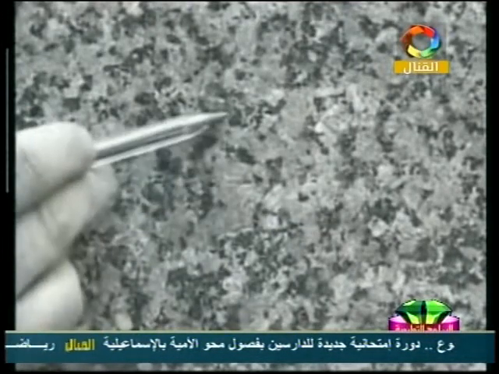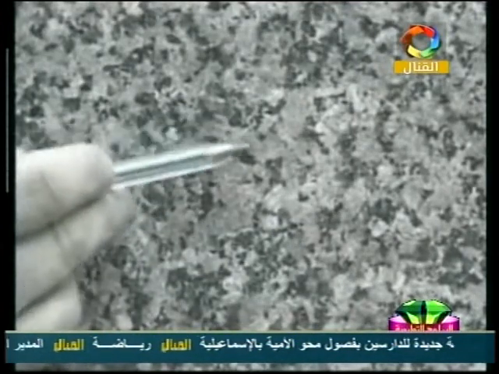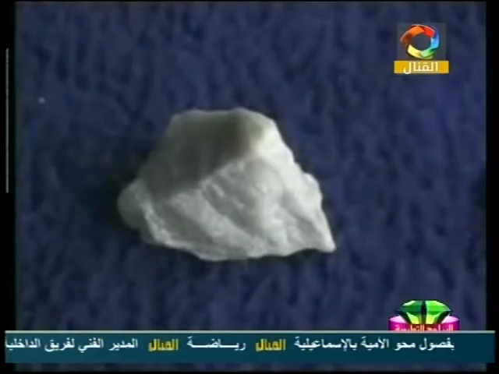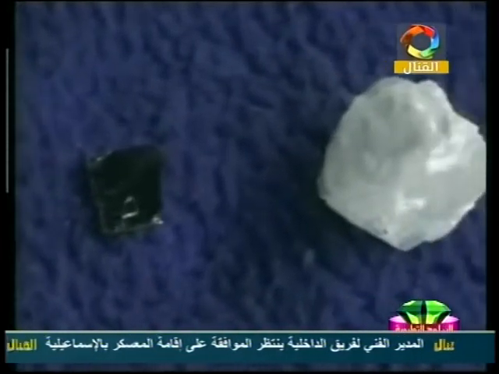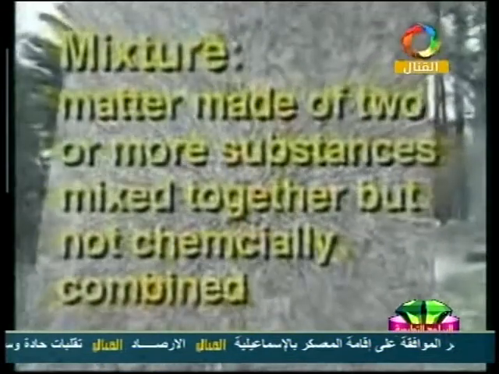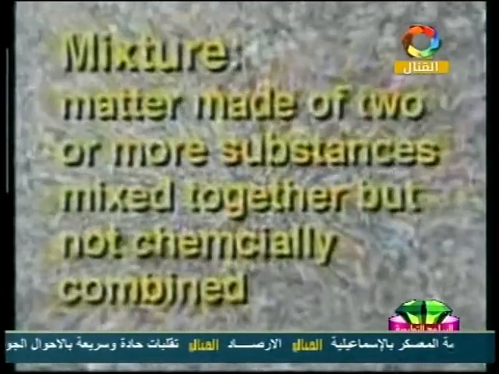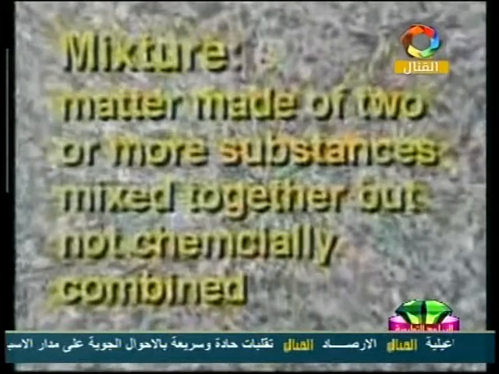The mixture has different particles, as you see, added to each other with any ratio, so it has a different shape. These shapes, back to their structure, may be homogeneous or non-homogeneous. A mixture is matter made of two or more substances mixed together with any ratio.